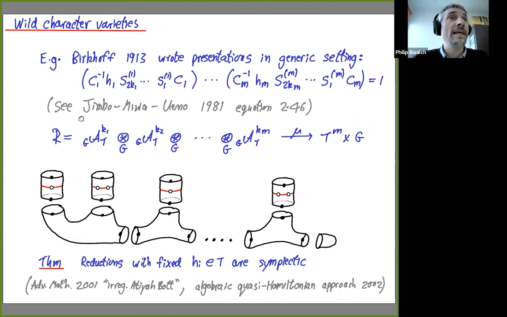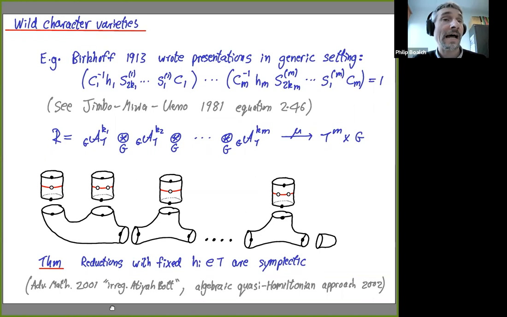And so you can phrase it as the G fusion of these fission spaces, fusing the G boundaries like in this picture, and you've still got the torus actions, or the H actions, at the outer boundary here to do with the formal monodromy. So the statement here would be, in this generic case, that the reductions fixing a conjugacy class in the torus is just fixing a point. And so these reductions with fixed formal monodromy in T are symplectic.